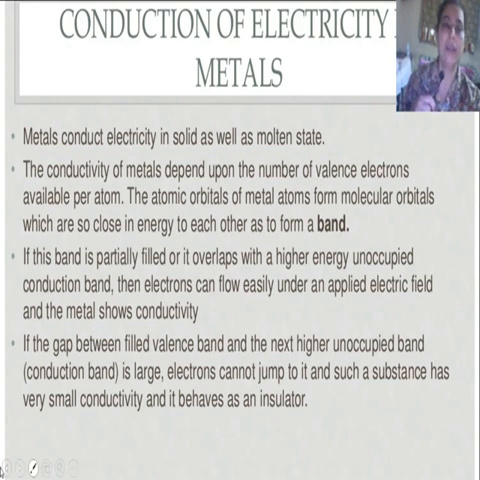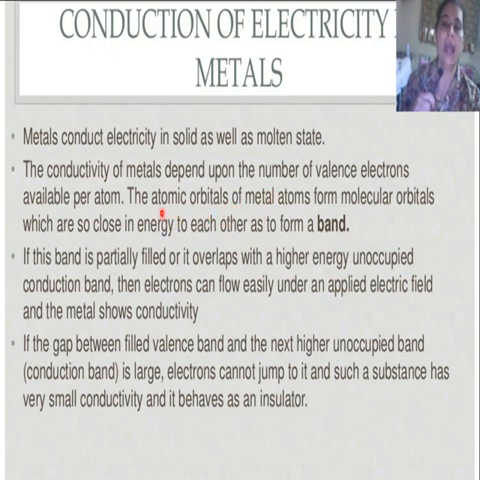Conduction of electricity in metals. Metals conduct electricity in solid as well as molten state. The conductivity of metals depends upon the number of valence electrons available per atom. The atomic orbitals of the metal form molecular orbitals which are so close in energy to each other as to form a band. First we will understand this point.